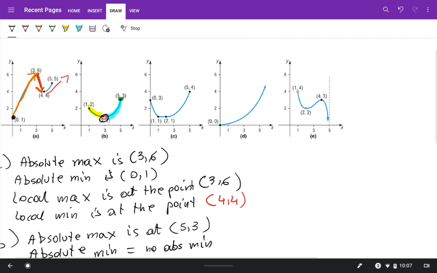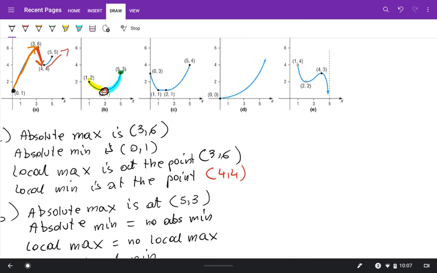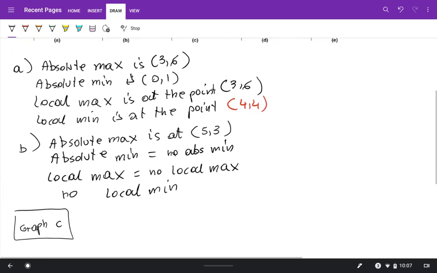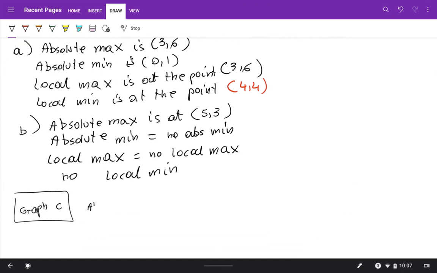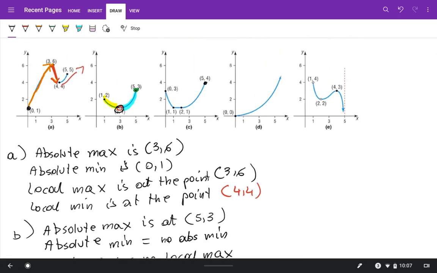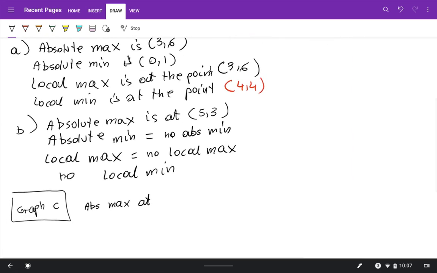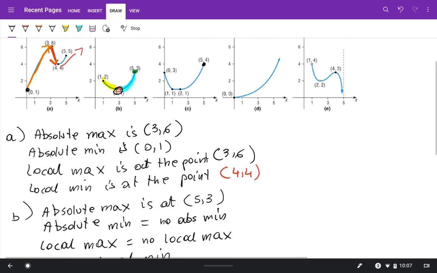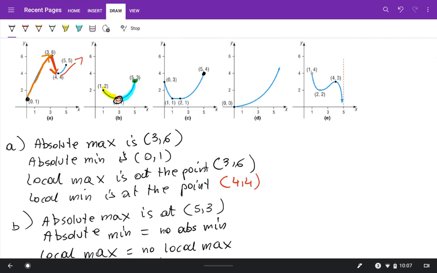Okay, so graph C. What happened with graph C? We have to find the absolute maximum. The highest point on the graph is right here at (0.5, 4). So that's our absolute maximum. Let's see if we can find the absolute minimum. The absolute minimum is the lowest point on the graph.